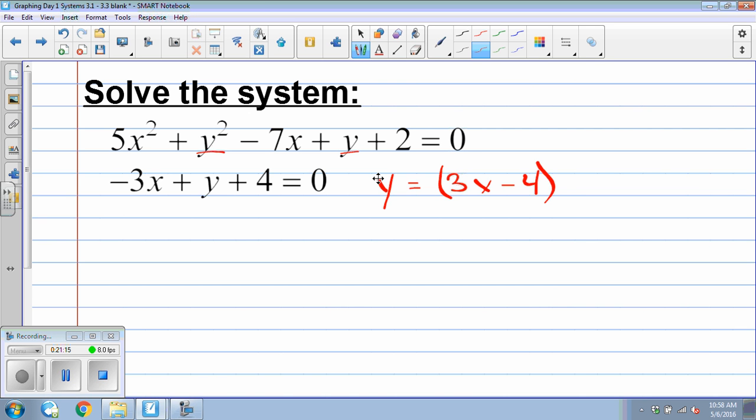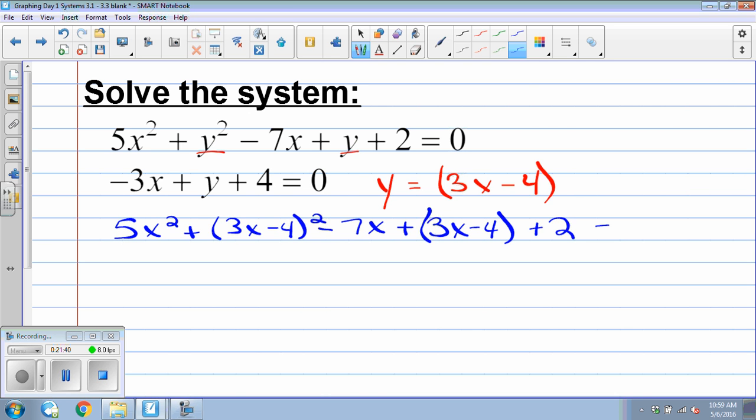So let me help you get that set up. We'll have 5x squared plus 3x minus 4 squared minus 7x plus 3x minus 4 plus 2 equals 0. I substituted in 3x minus 4 for y. So we can solve for x.